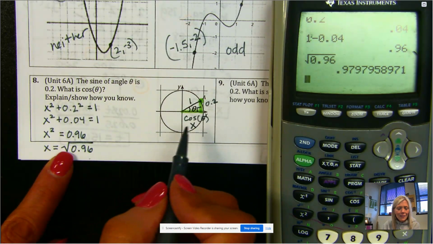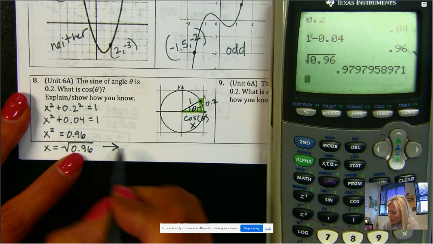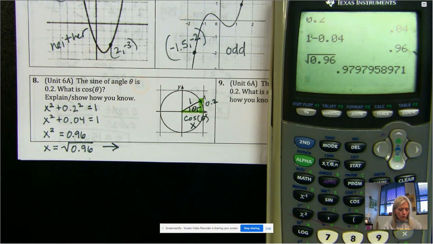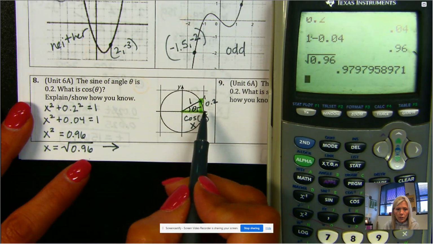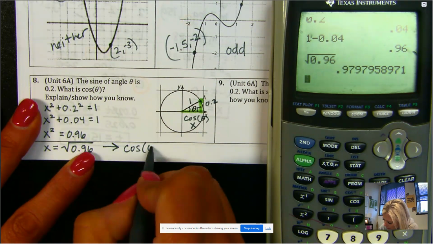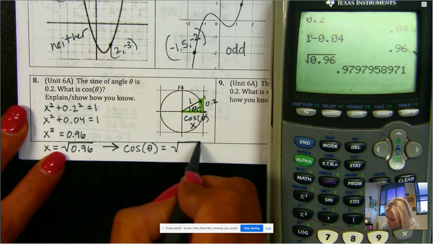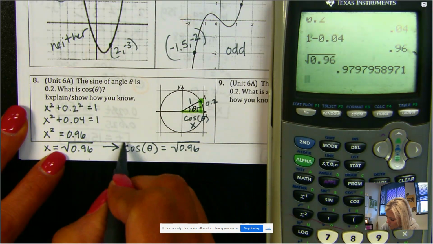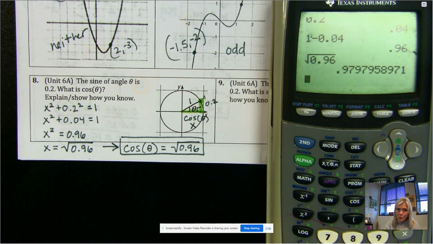But the last thing to do here for this problem is say, okay, now I know that distance. In that quadrant, is x a positive or a negative value? In this quadrant, x's are positive, right? Because here's 0, so you have to go over to the right. And so that means the cosine of theta, the number we just found, is the square root of 0.96. You want to make sure you give your final answer in that manner, okay? Because that's what it was asking for. It was asking for what's the cosine of theta.